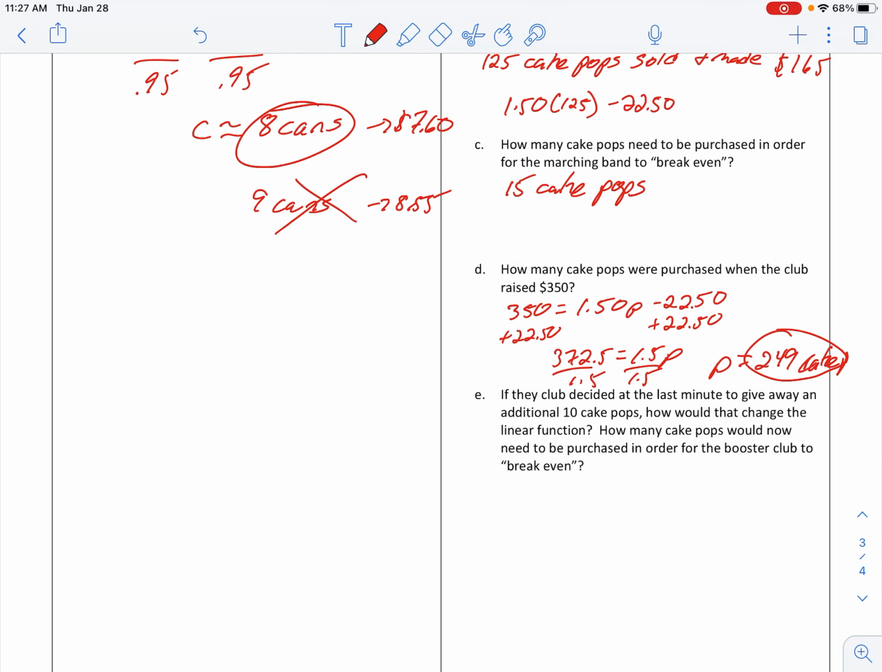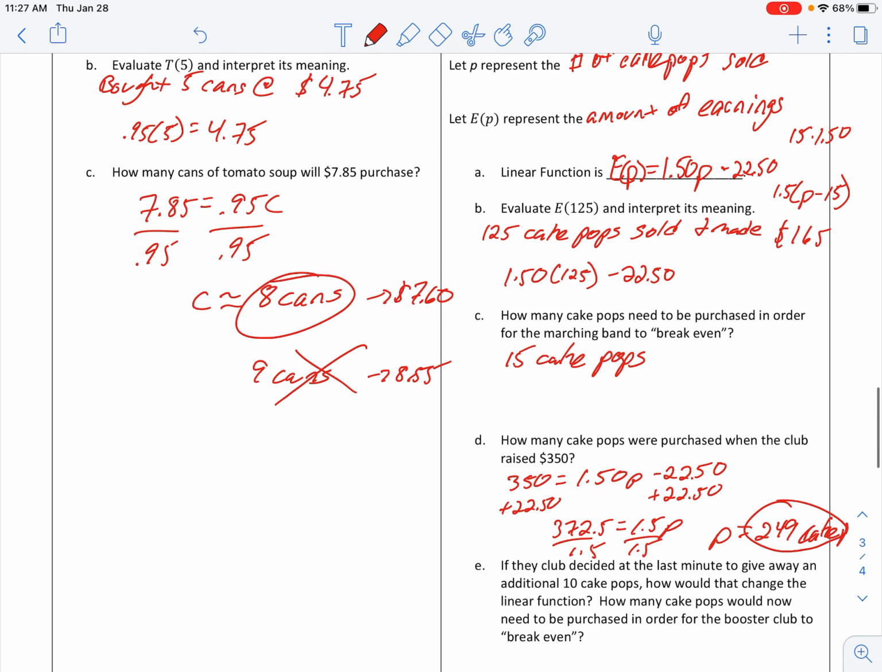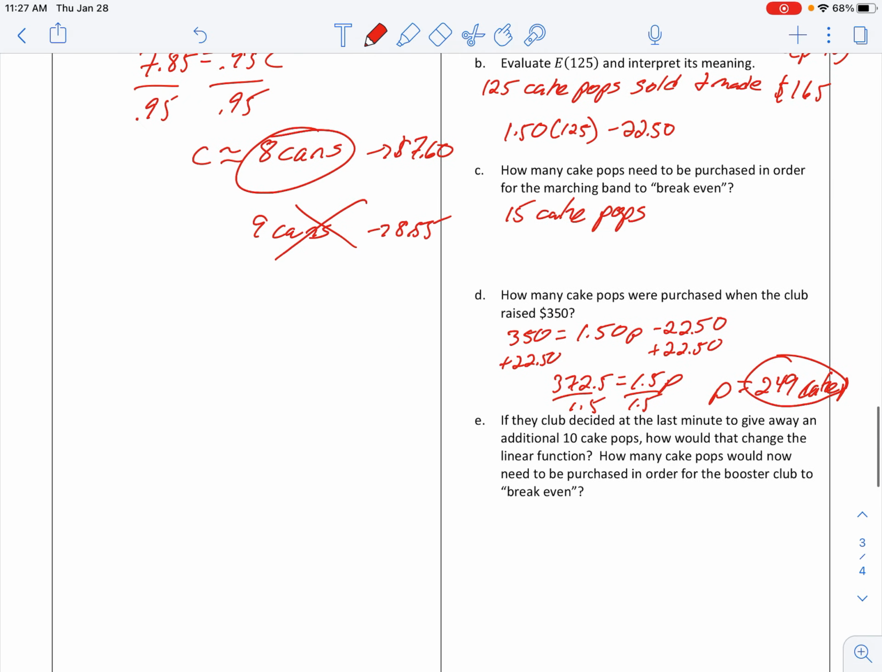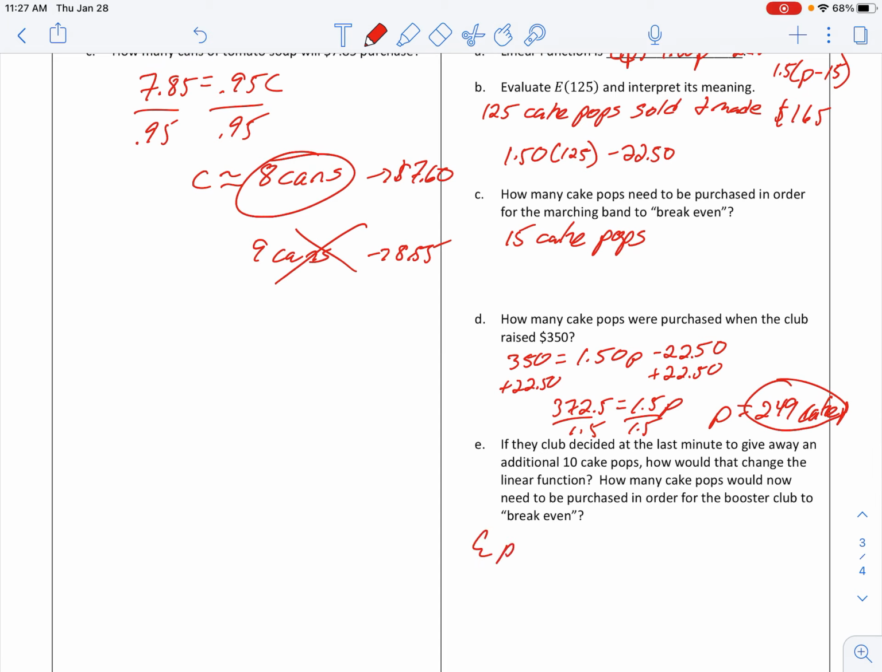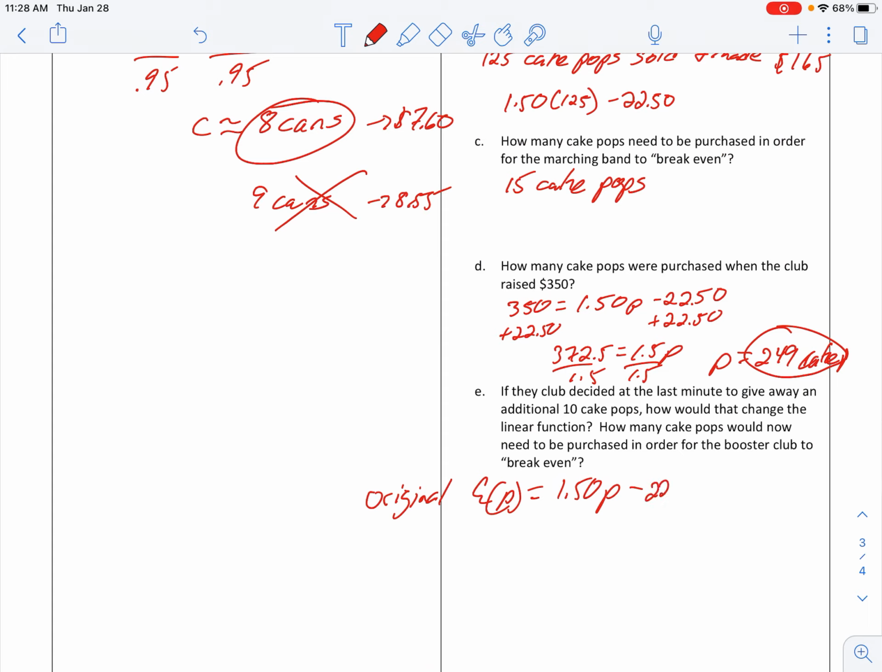If the club decided at the last minute to give away an additional 10 cake pops, how would that change our linear function from the very beginning? Instead of giving away 15 cake pops, we're now giving away 25. So we're going to take our original, which was 1.5 times cake pops made minus 22.50. If you're in factored form, it would look like this.